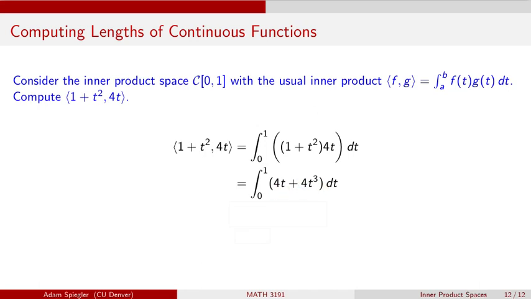And now when we integrate that with respect to t, integrating 4t gives me 2t squared. Integrating 4t cubed gives me t to the fourth. And it's a definite integral, so we're going to evaluate that at the limits from t equals 0 up to t equals 1. So evaluating at 1 gives me 2 plus 1 of 3, and evaluating at 0 gives me 0. So the inner product of these two vectors, these two continuous functions, gives me 3. So that tells me that these two vectors are not orthogonal to each other.